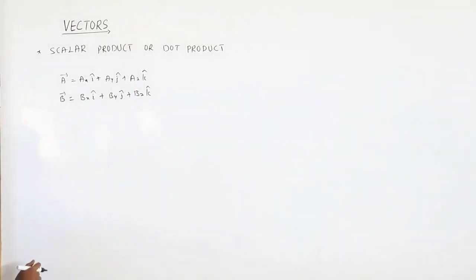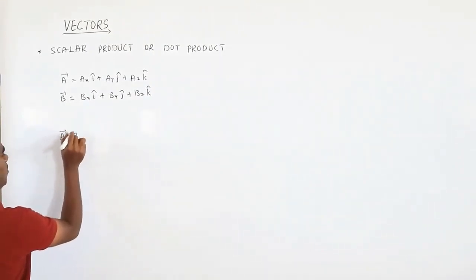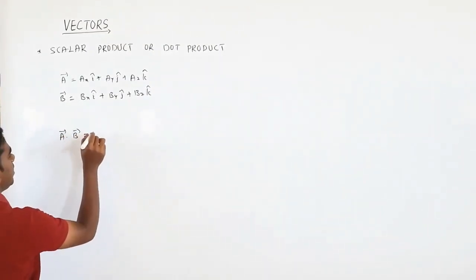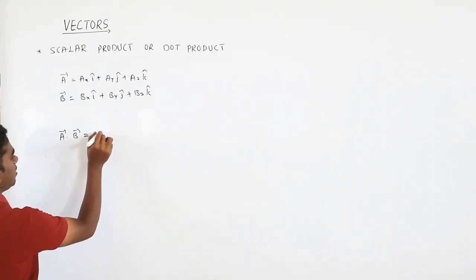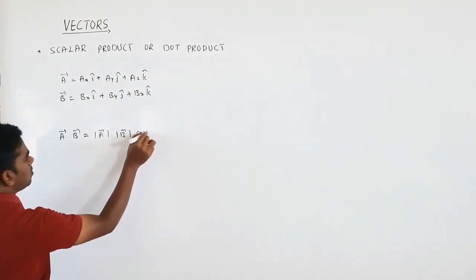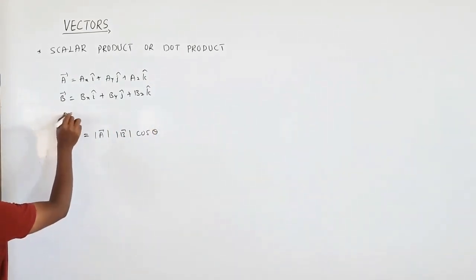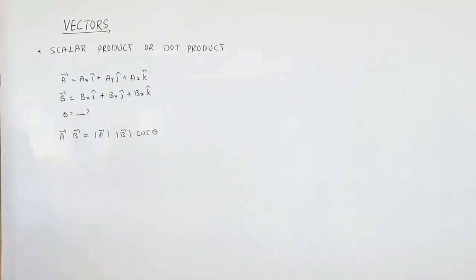If this is the case, what is the dot product? Vector A dot vector B is the magnitude of vector A, magnitude of vector B, and cos of the angle between them. Theta also, they may give some angle over here. This will give you the dot product.